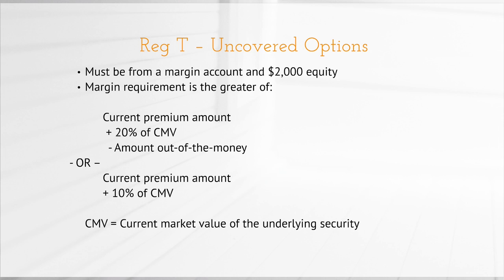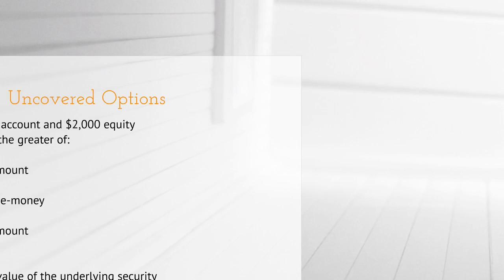As we saw in the other ones, we had the offsetting asset, but in these we just hold the option. And in this case, we need at least $2,000 in equity. The margin requirement is actually the current premium amount plus 20% of the current market value less any amount that you're out of the money, or the current premium amount plus 10% of the current market value, whichever of these two is higher.